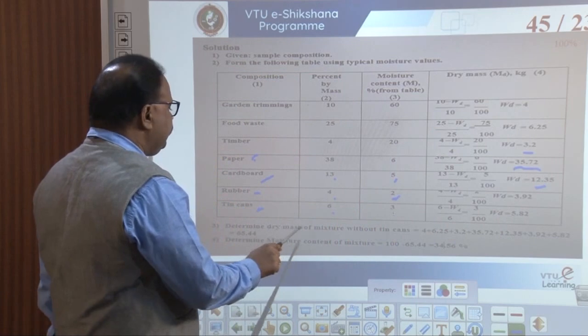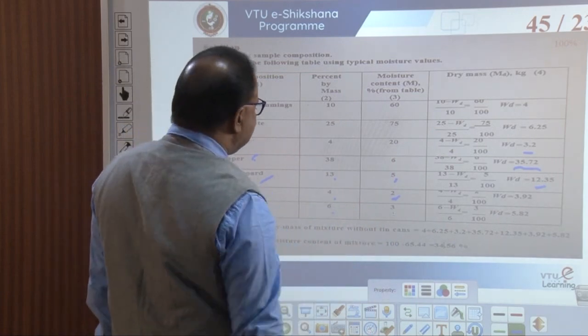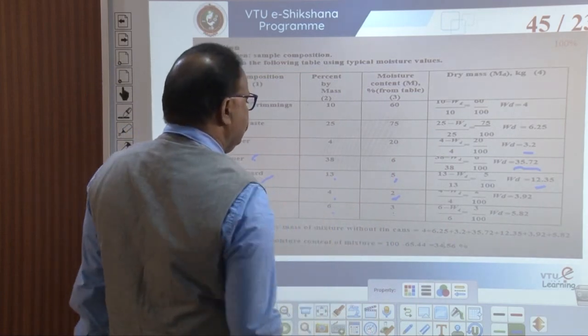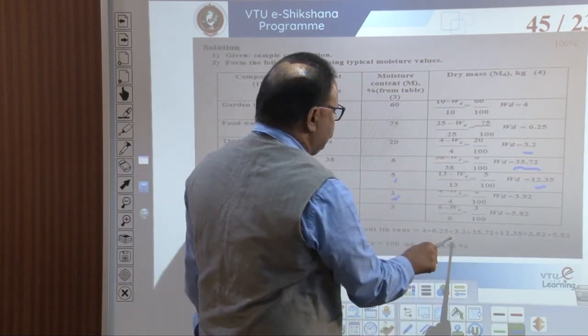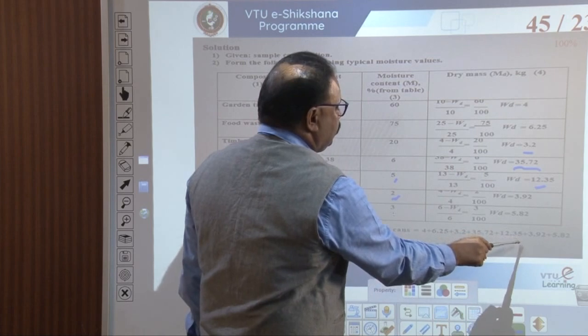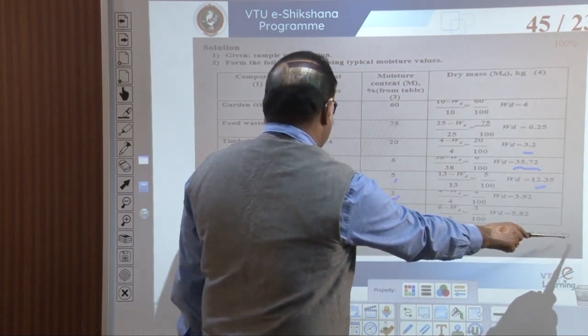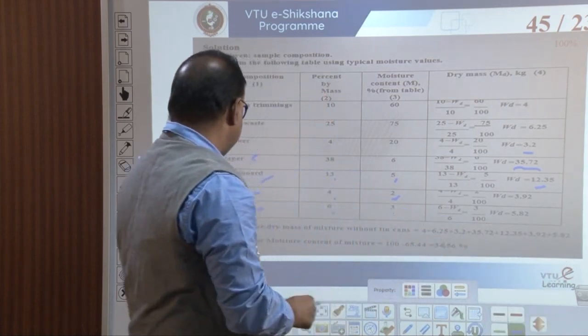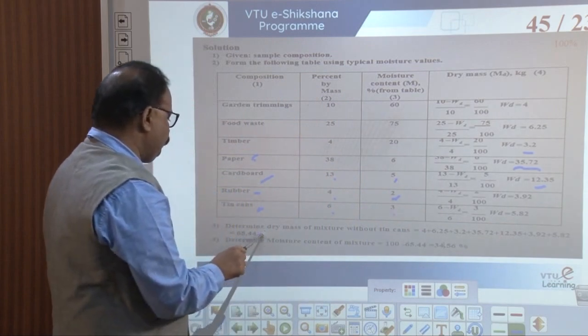Now, determine the dry mass of the mixture without tin can. 4 plus 6.25, 3.2, 35.72, 12.35, 3.92, 5.82 is equal to, okay, this is the answer, 60.5.